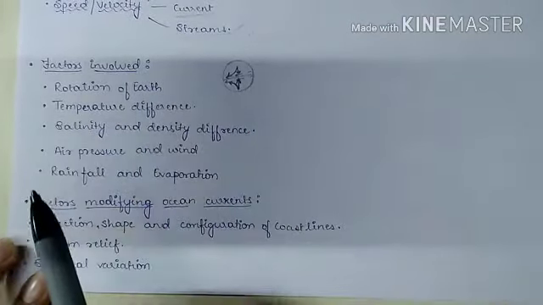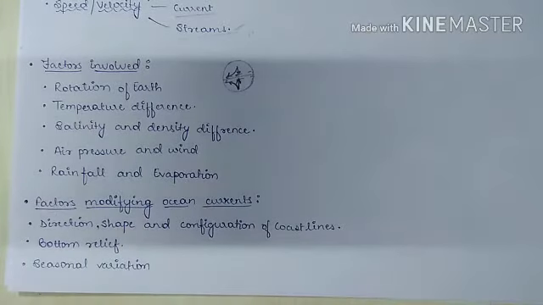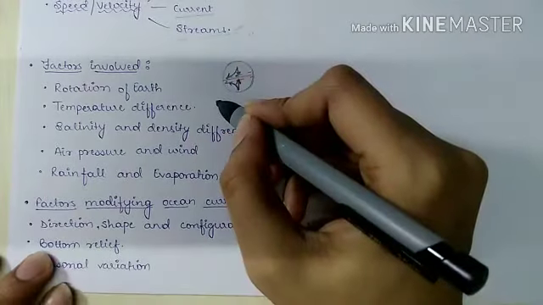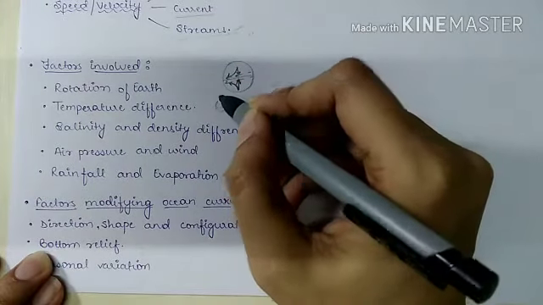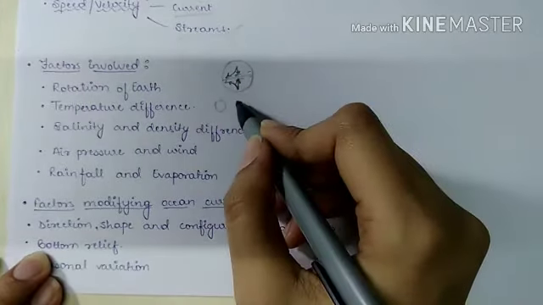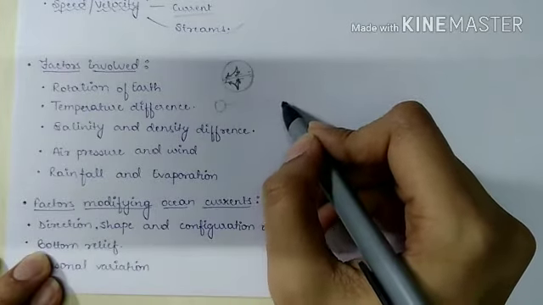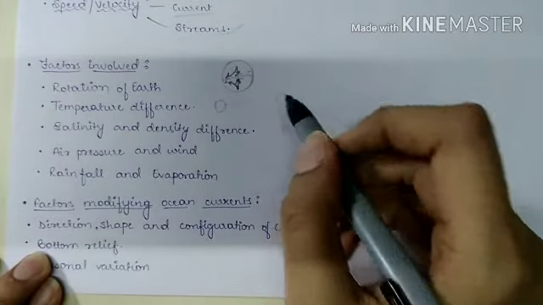So this is the cause of rotation of Earth. Then we have factors related to ocean. In factors related to ocean, there is variation in various physical properties of ocean, that is temperature gradient, pressure gradient, and then we have salinity difference and density difference. These differences generate oceanic current. Like if we have a temperature difference, then the water moves from the higher temperature area towards the low temperature area.